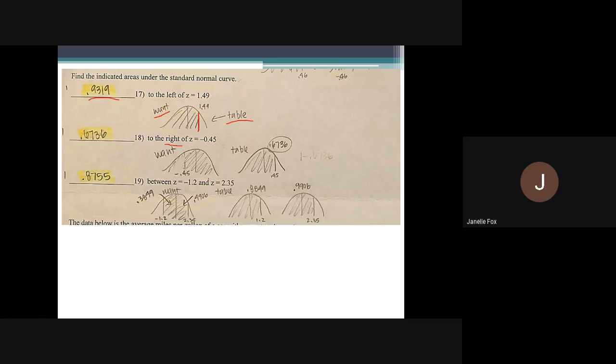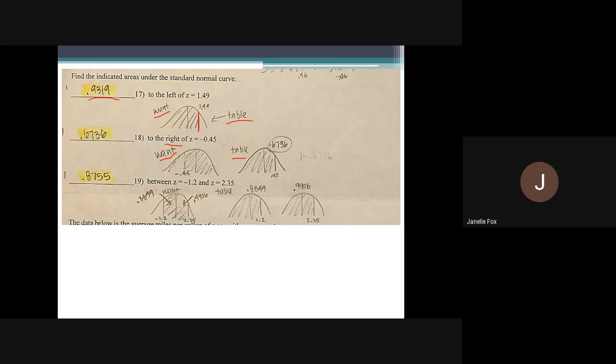Totally interesting there. And so what I did is I went ahead and I made my picture for what I want. And then I went to my table and I looked up positive 0.45. It gave me an area of 0.6736. And then I used my thinking again. The picture of what I wanted and the picture of the table is actually the exact same thing. It's just flipped, which is totally fine. So it's the exact same answer of 0.6736.